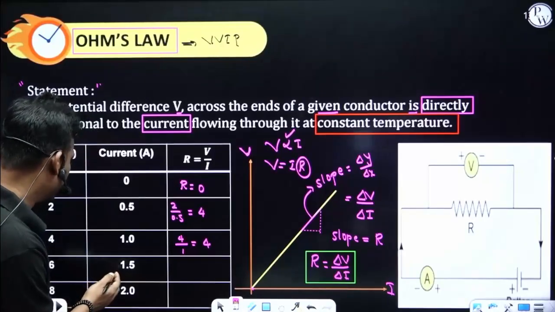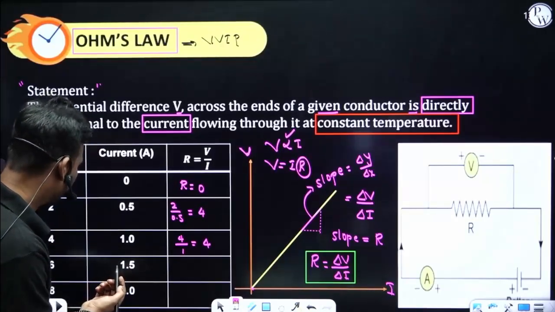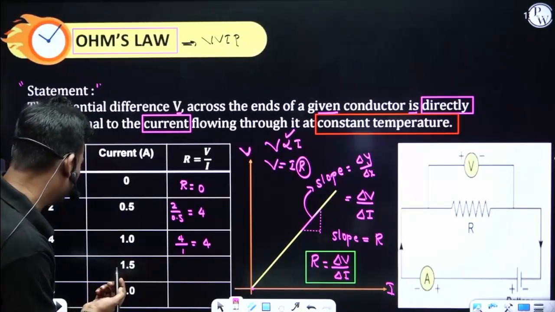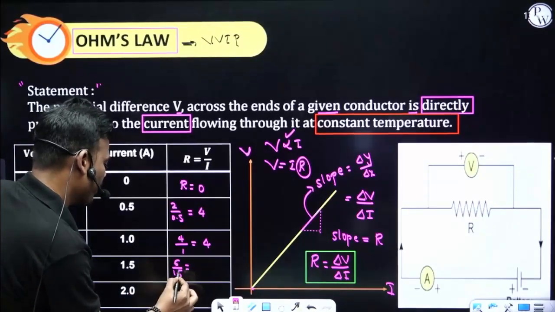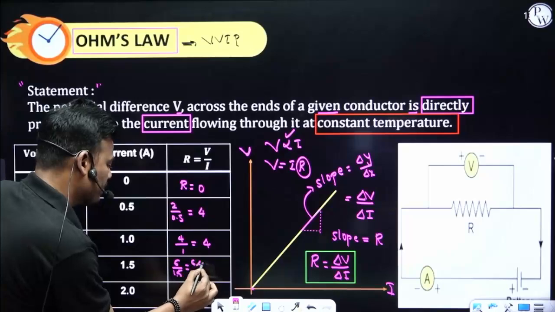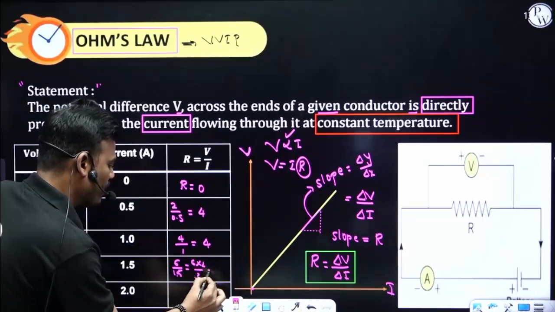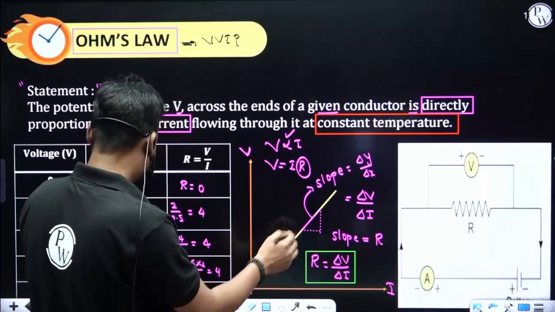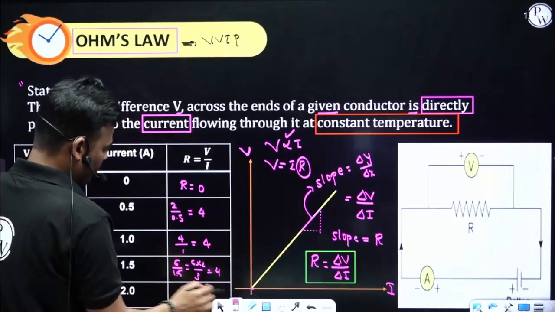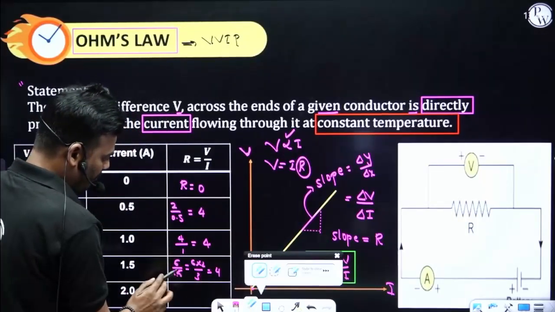Now here, 6 divided by 1.5, that is 3 by 2, is also 4. So 4, 4, it should keep on increasing. So these data we cannot consider.